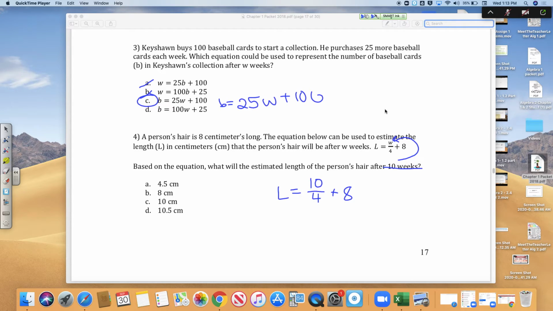And 10 divided by 4 is 2.5. 2.5 plus 8 is 10.5. So the final answer for this one would be 10.5 centimeters.